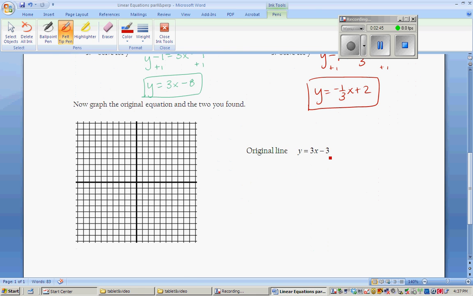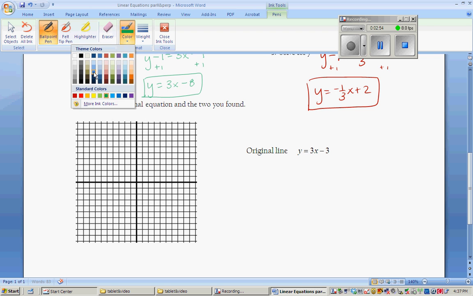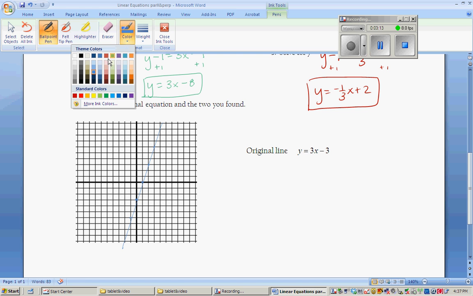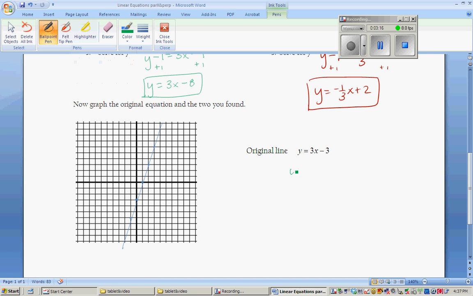The original line here was y equals -5/6... the original line was given, so we're going to graph that in a completely different color. There we go. And we go up 3 over 1, up 3 over 1, up 3 over 1. You could go down 3 and back 1. And there we are. Then we're going to graph our first line, which was y equals 3x minus 8. This is the parallel line. We're supposed to be going through the point (3, 1), which is right here.